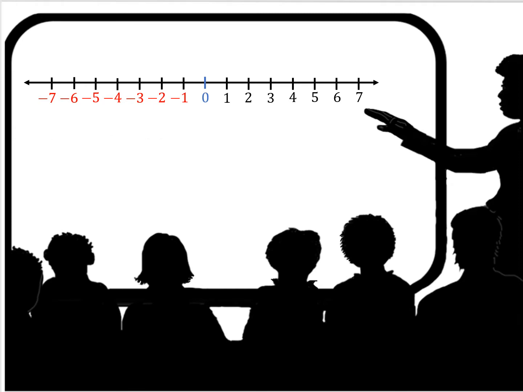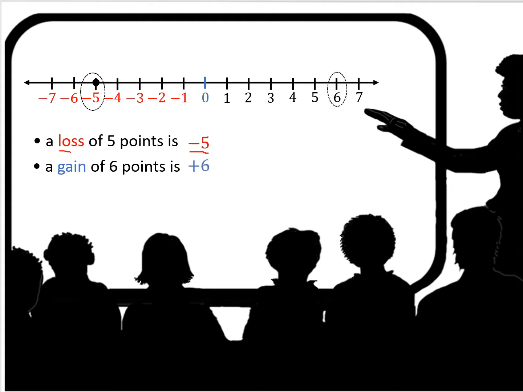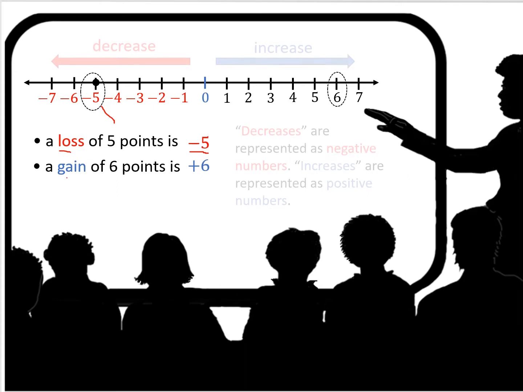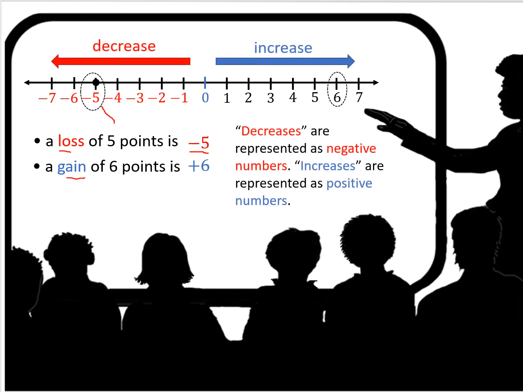We take a look at a number line, which you're familiar with. On the right side of 0, going in the right direction, the numbers are positive, and to the left are negative. A loss of 5 points would be represented as -5, and if you graphed it on the number line, you see it there. A gain of 6 points is +6, and you see it over here on the number line. If we graphed it, we would put a circle right there. Decreases are represented as negative numbers. Increases are represented as positive numbers.